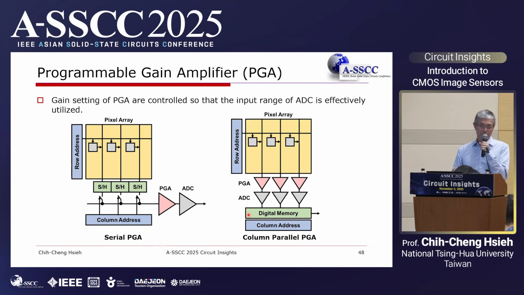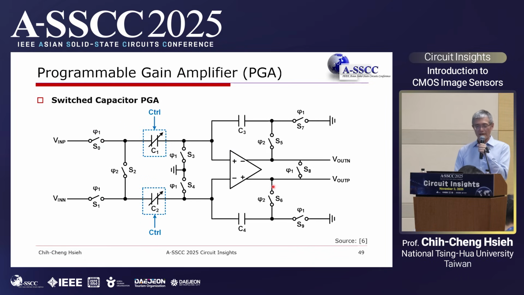And the PGA is for the signal amplification. You can implement it in a shared architecture or in a current-sharing architecture. As mentioned, switched-capacitor using an op-amp is a good candidate for the signal amplification.